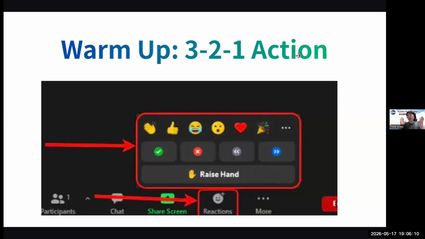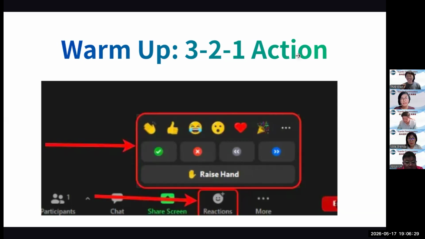You need to turn on your mic so I can hear you. Are you ready? Yes. Choose, click on the reaction and choose one reaction that you will be sending. All right, here we go. 3, 2, 1, action. Yes, yes, yes.